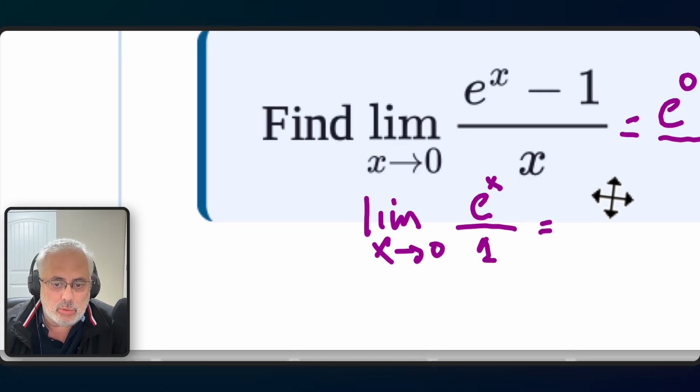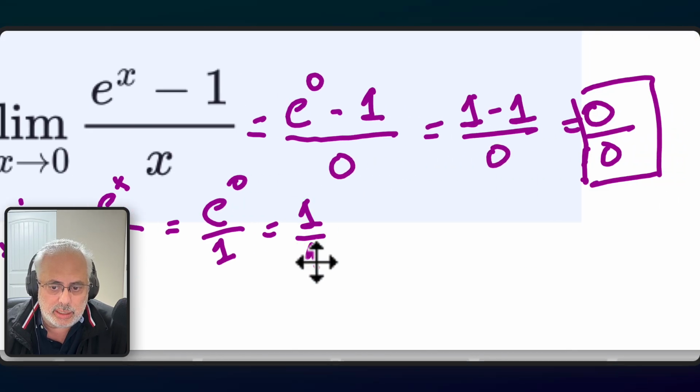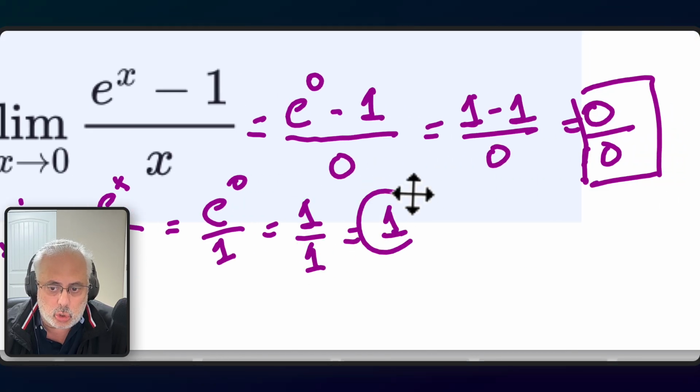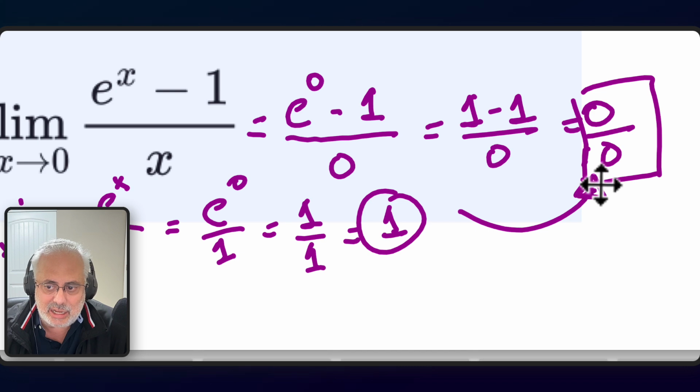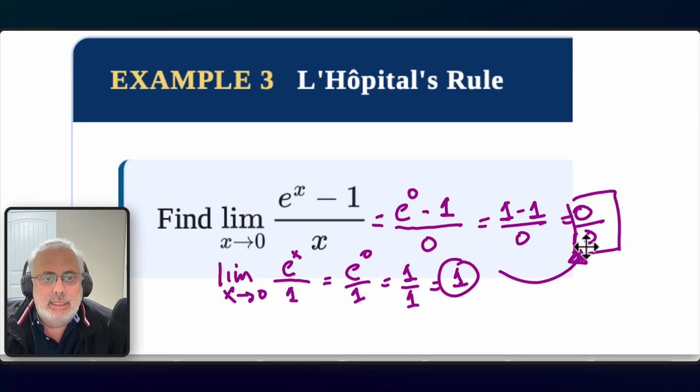Now we are ready to make the substitution. e^0 is 1, and 1 over 1 is equal to 1. And we solve the problem with that kind of indetermination. So this is important. This is classic, and I hope you like it.